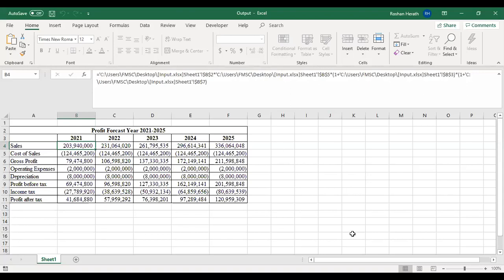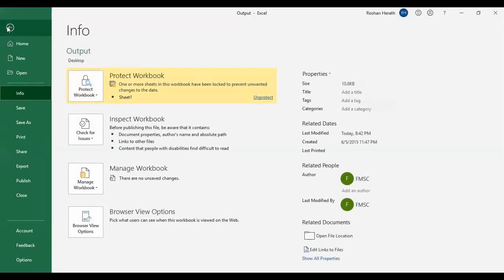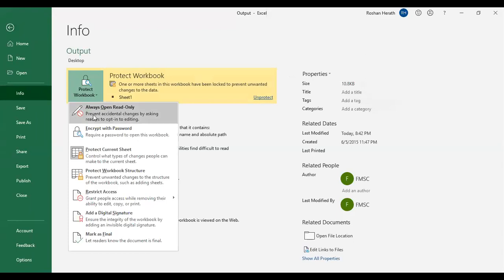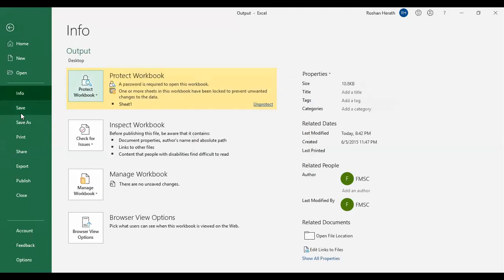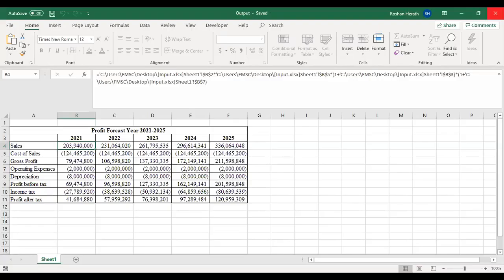So here, when it comes to the protection, obviously, yes, you have to protect the workbook. In that you can go to this file, and you can take this protect workbook. In that you can encrypt it with a password. So you can simply give a password for that, then you can open it up. Right. So that is the protection. Now it is applied. You can save it. You can close it.